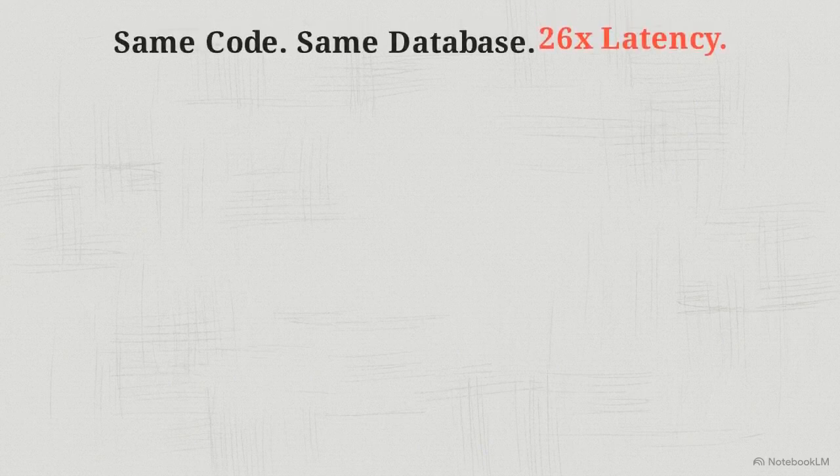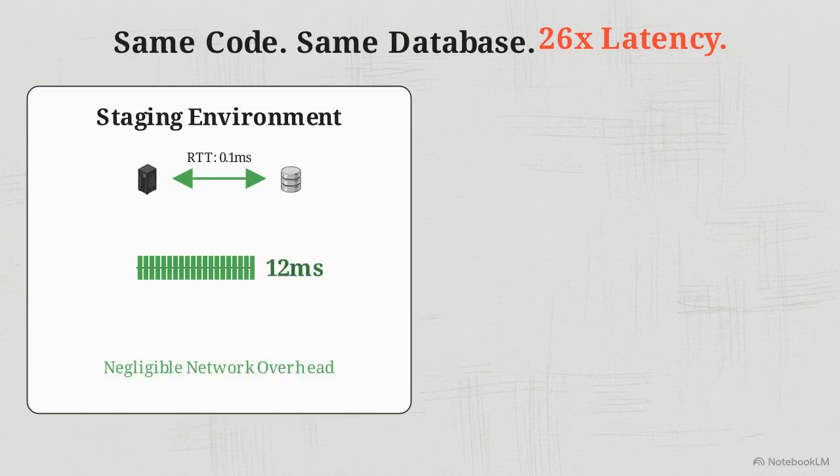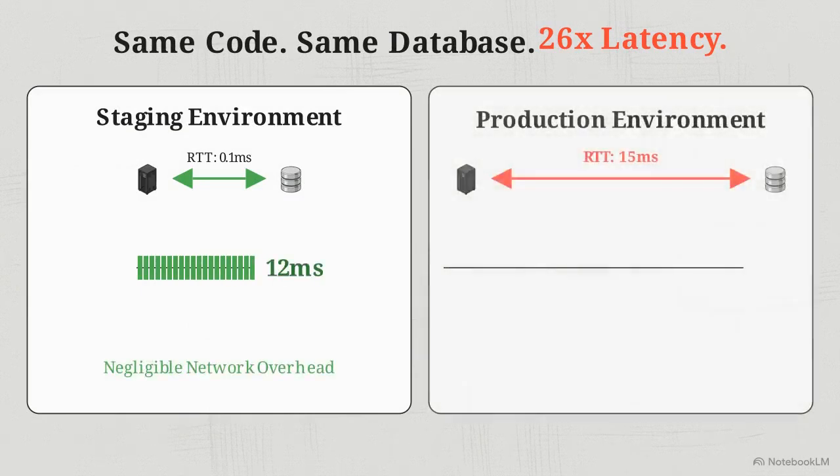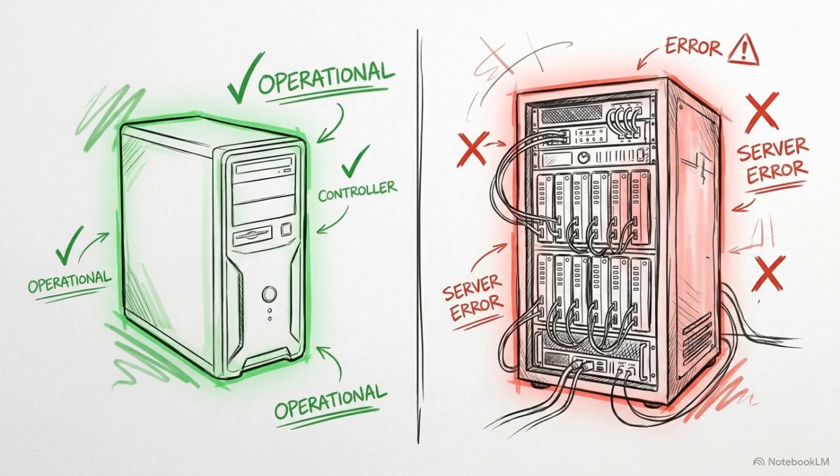Look at these two distributed traces. On the left, a standard Go service handler executes entirely in 12 milliseconds inside a staging environment. On the right, that exact same process requires 310 milliseconds in production. To understand why, we have to isolate the variables.